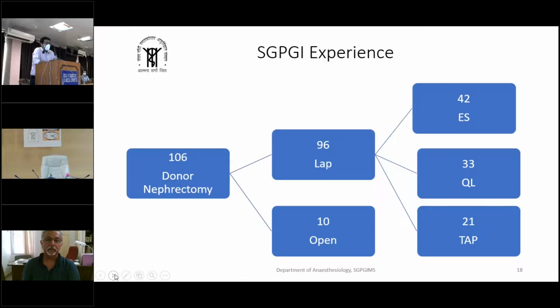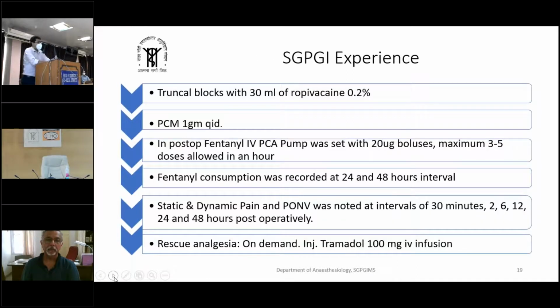42 patients received erector spinae plane block, 33 patients received quadratus lumborum muscle block, and 21 patients received transversus abdominis plane block. All patients who received truncal blocks received it with 30 ml of ropivacaine 0.2%. All patients received paracetamol 1 gram IV QID in the postoperative period. In the postoperative period, a fentanyl IV PCA pump was instituted for all these patients. The bolus doses were set at 20 mics and a maximum of 3 to 5 doses were allowed in an hour.